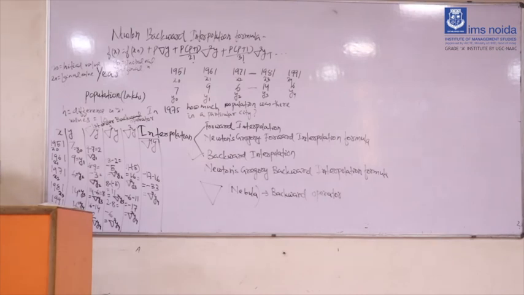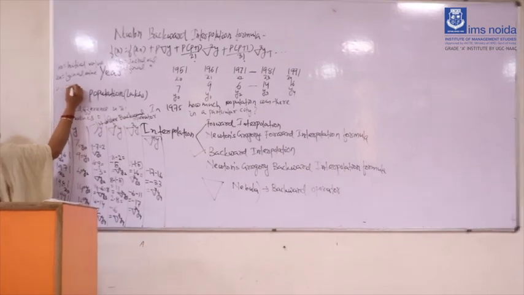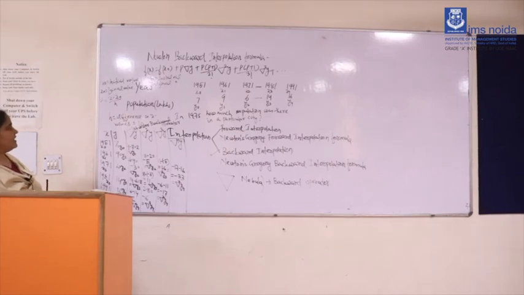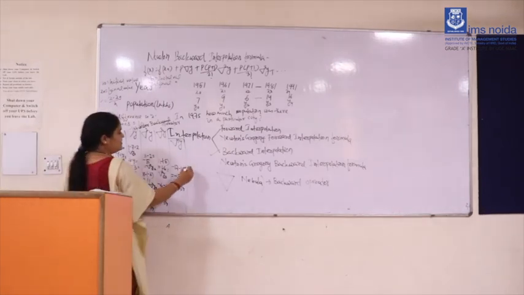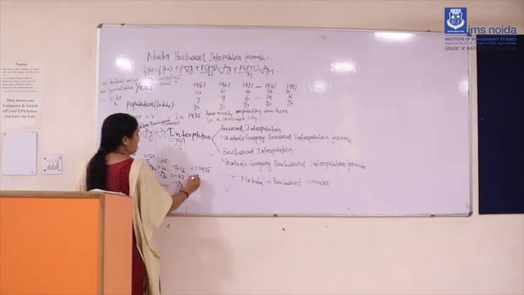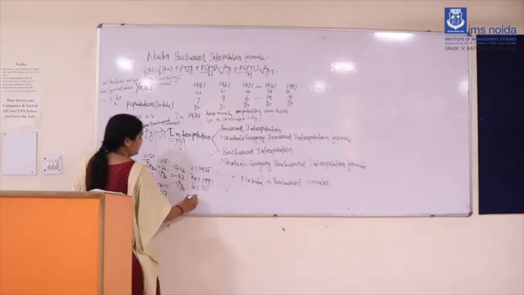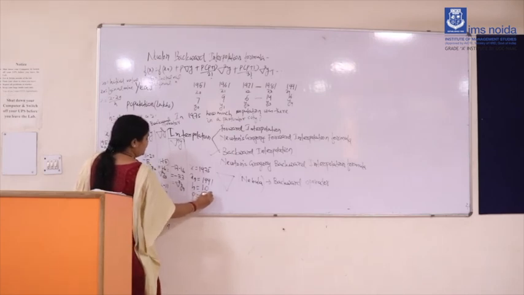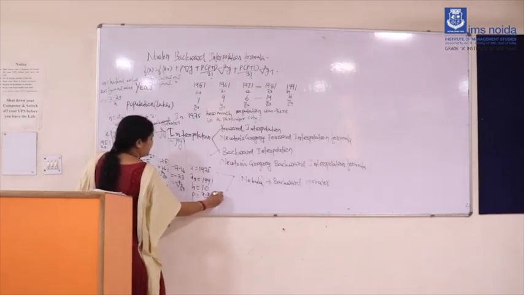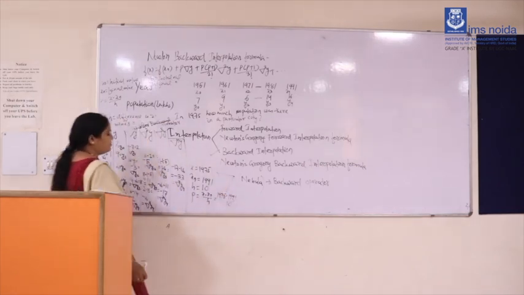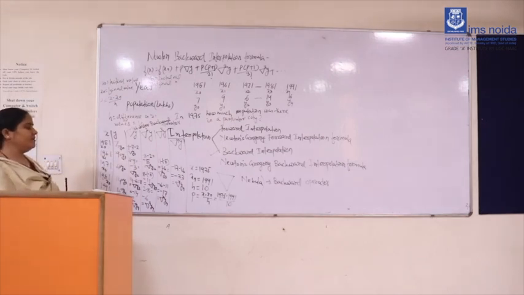So how to find p? p equals (x minus xn) by h. Here x is given as 1975 and xn is given as 1991. h is the difference between the x values, that is 10. So p will be (x minus xn) by h, that is (1975 minus 1991) divided by 10. So this is your p value.